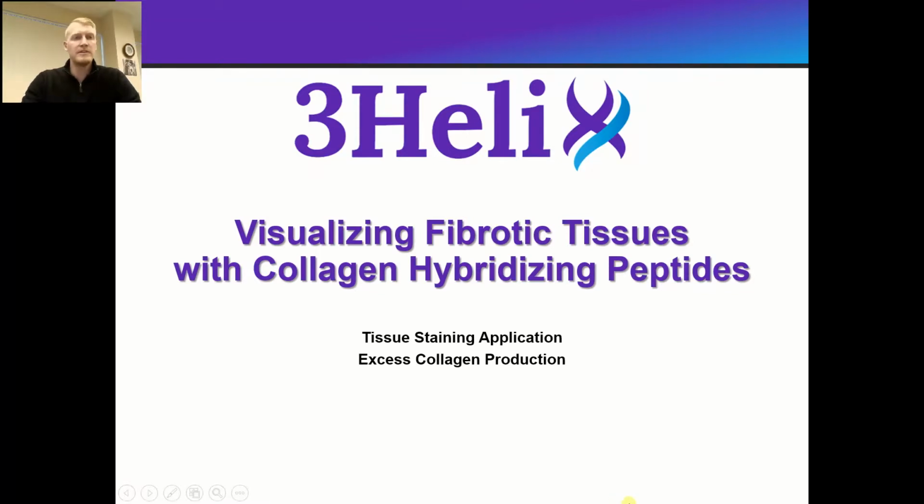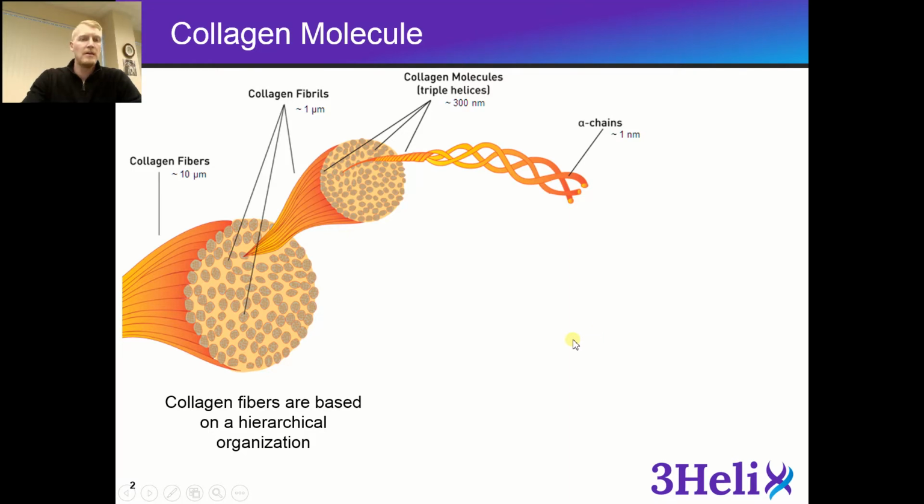So before we get started, I just want to give you a little bit of background on the collagen molecule and our CHP. Collagen is based on a hierarchical organization, where you have collagen fibers made up of collagen fibrils that are made up of the collagen triple helical molecules. The triple helix is made up of 3 individual alpha chains. You can think of this as a piece of rope made up of individual pieces of twine. When the 3 pieces of twine come together, they can fold, and it offers a lot more strength and stability.